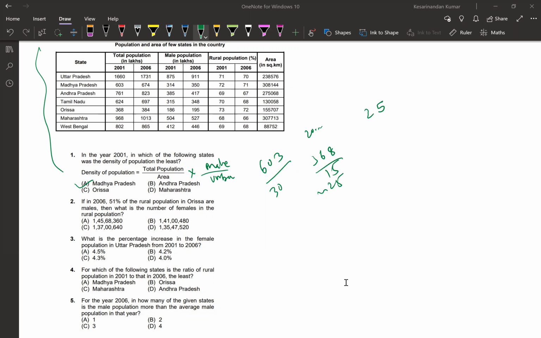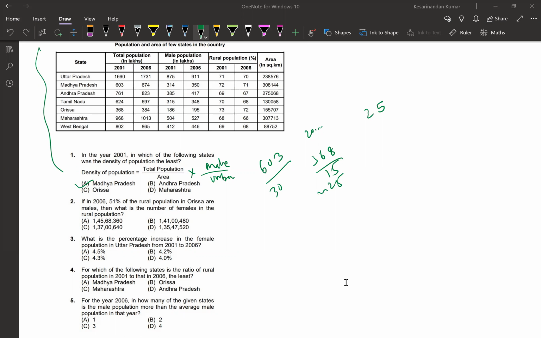Okay. So in the fourth question, Prerit, your second answer is not correct. In the fourth one: for which of the following states is the ratio of rural population in 2001 to that of 2006 the least? Same as in question 1. In Madhya Pradesh, you have 72 to 71, that is greater than 1. Actually, in Orissa, in all cases, we have greater than 1. That's why I'm also saying, yeah. And it's not tough.